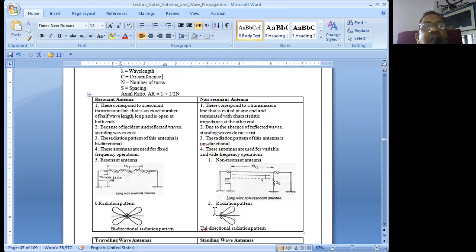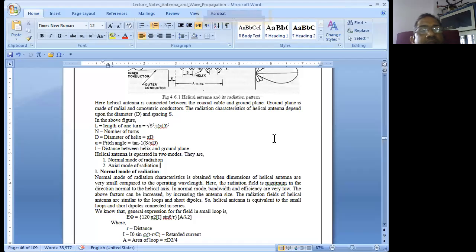In helical antennas, we normally come across two other varieties: resonant antennas and non-resonant antennas. This helical antenna is normally operated in two modes. One is the normal mode of radiation, and the other is the axial mode of radiation. The normal mode and axial mode differ with respect to the dimensions of the antenna relative to the wavelength that we use to transmit.